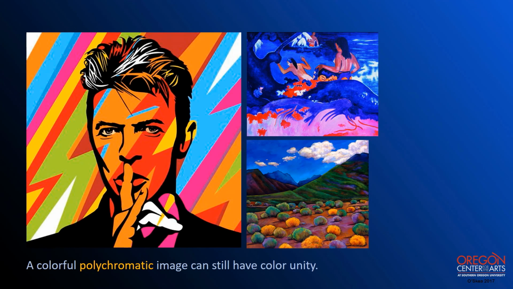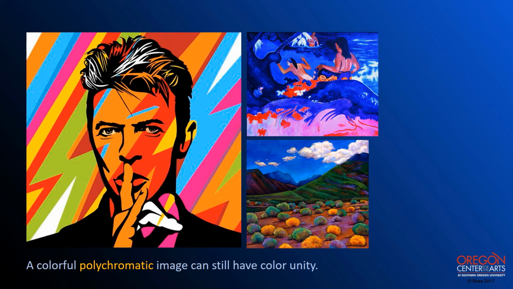So again, can't stress this enough. A polychromatic image, a colorful image, can still have color unity. So the pop art Bowie over here has a whole bunch of colors on there, but they're all really, really bold. If there was one kind of sage green gradient in there, that would be like, what's that? That would be the odd one out, right? That would be the one that would not fit in.